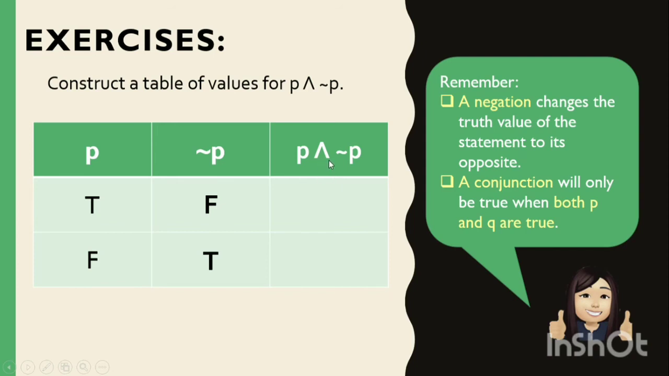Now, since this symbol is for and, or a conjunction, remember that the conjunction will only be true when both statements are true. So P and not P: we have here true, false, so P and not P will be false. For the second situation, P is false, not P is true, so P and not P will be false. So for both cases, P and not P is false.